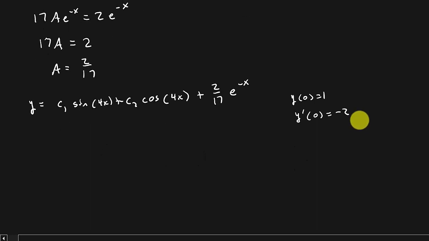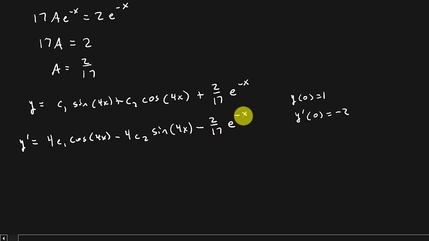So we know we can plug the 0 into here, and that should equal 1, and we should have an equation we can solve. But we've also got to plug the 0 into the first derivative and set that equal to -2. So let's go ahead and find the first derivative. The first derivative is going to be 4C1 cosine 4x minus 4C2 sine 4x minus 2 over 17 e to the negative x. So there's your first derivative.